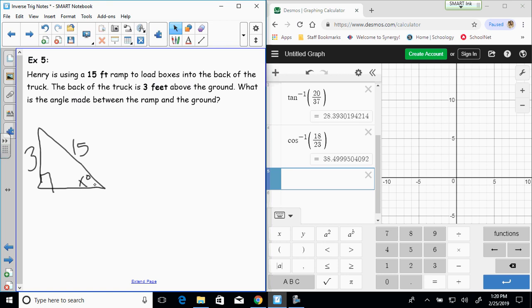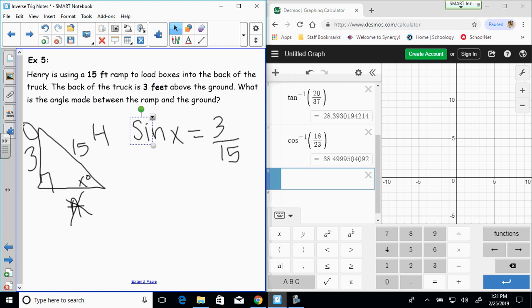Okay, so now let's label. So we know 15 has to be our hypotenuse because it's across from the right angle. This side is your opposite, and this is your adjacent. Now we have nothing on the adjacent, so we're not going to worry about it. So now we have an opposite and a hypotenuse, which is sine. So we're going to do the sine of x equals the opposite, which is 3 over the hypotenuse of 15.